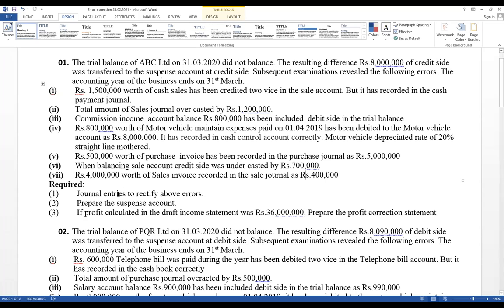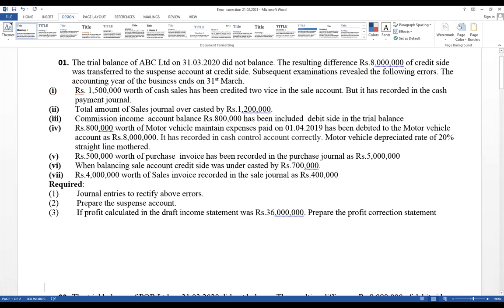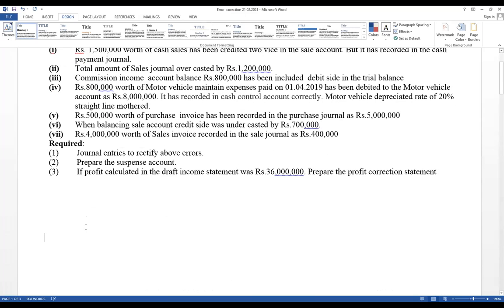You have to know how to write double entry and how to prepare suspense accounts, as well as how to calculate the correct net profit. Profit correction part, this is where you have to prepare the format. There are 3 requirements. Prepare the format for all 3.